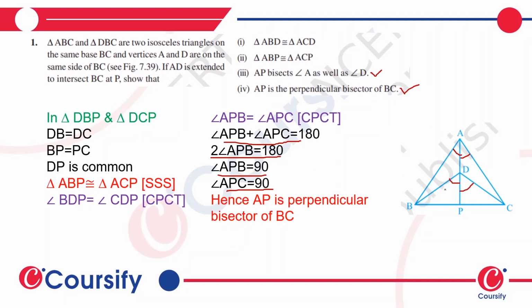So considering these two small triangles DBP and DCP, DB equals DC as it is an isosceles triangle, BP equals CP, this part, because P is at the midpoint of BC, and DP is common. So by the SSS rule we get that DBP is congruent to DCP. This is solved.